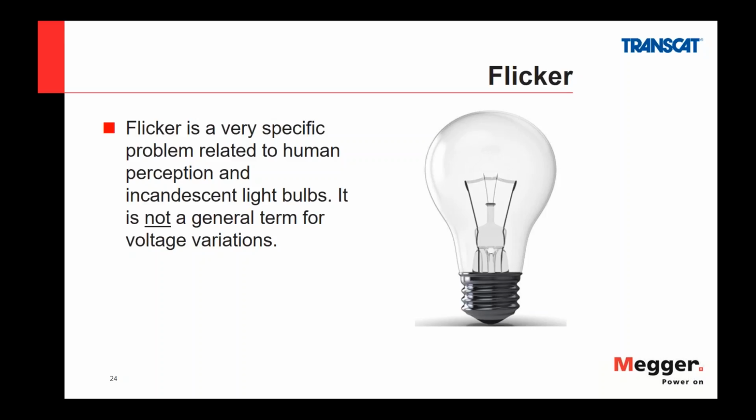Flicker is another phenomenon that we see, and it is directly related to human perception and sensitivity to incandescent light bulbs. It is not a general term for voltage variations. It just refers to how we visually see the rapid variations in the lighting.